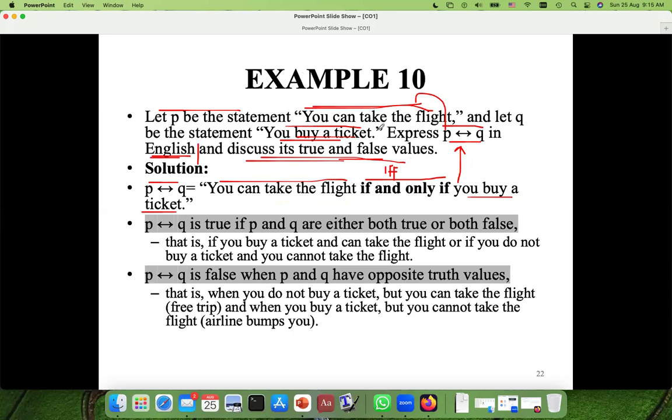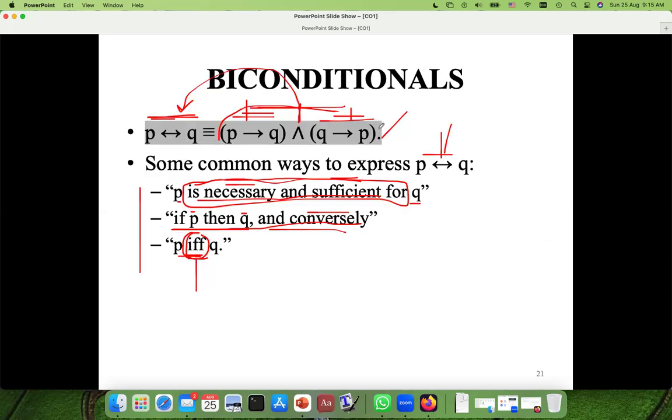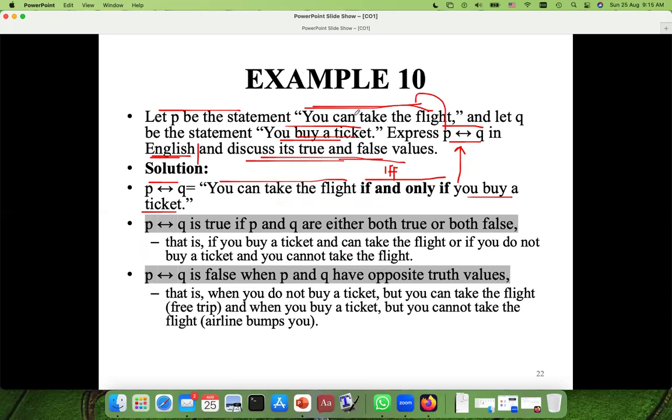For discussion of the true and false values, you must know the truth table, or the definition, of P double implication Q. What is the definition? If the values are the same, it is true, and false otherwise. Now here we are discussing P implies Q, the value for this P implies Q.